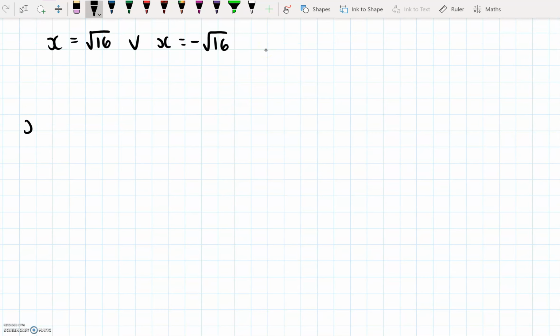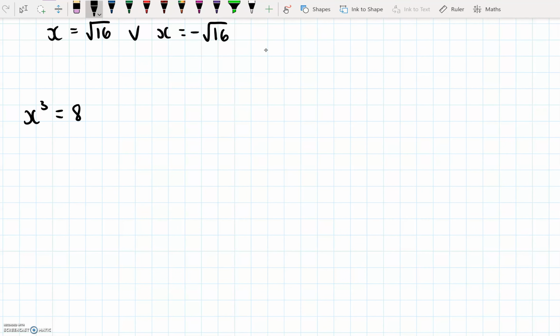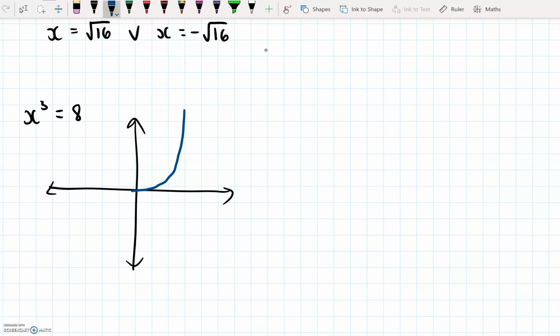Okay, so x cubed equals 8. Now think again about what the graph of x cubed looks like. Let's just draw a quick sketch. As usual, it doesn't need to be anything perfect. Sketches are just a rough drawing. So we know that the graph of x cubed, as we go from left to right, is increasing. So we have a graph that looks like this. This is y equals x cubed.